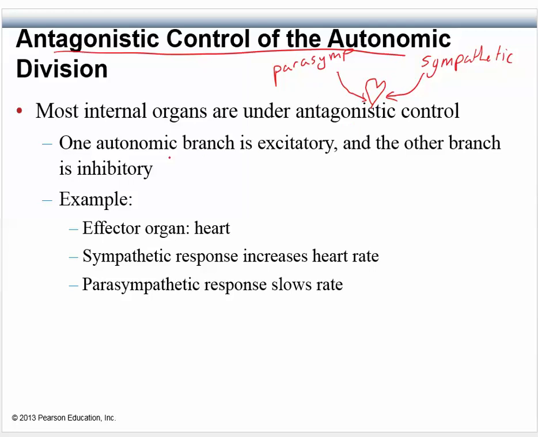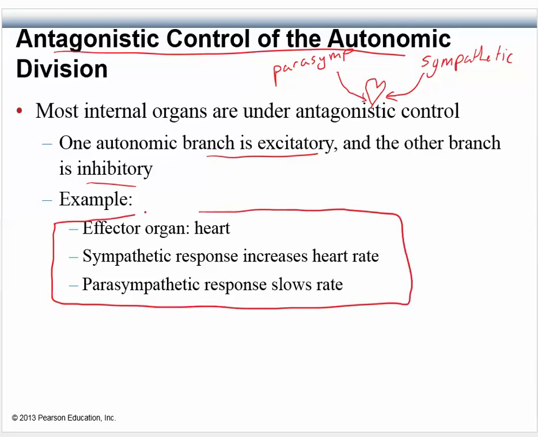Okay, so most internal organs are under antagonistic control. That means you've got one thing, parasympathetic, saying to either slow down or speed up, depending on what it is, and this one's saying to slow down or speed up, but it's going to be different than the parasympathetic. So hopefully that makes sense. So again, one branch is excitatory, the other branch is inhibitory, and this is the example I gave. Okay, sympathetic response, fight or flight, is to increase the heart rate. Parasympathetic is to slow the heart rate.